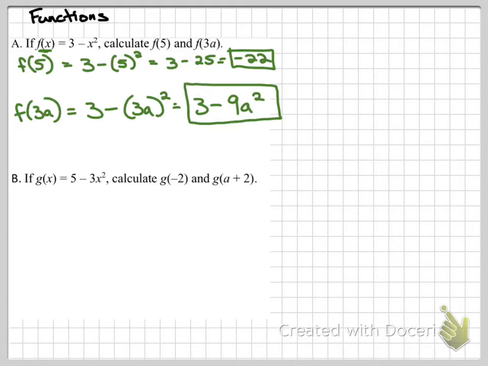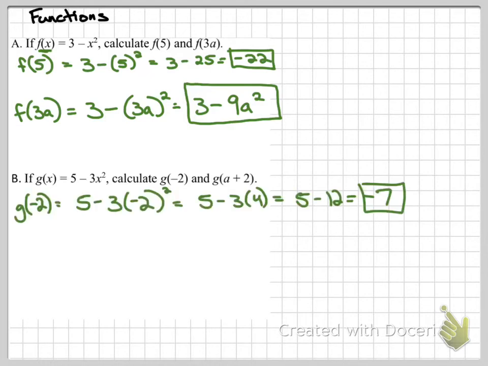See if you can do the first part of B. Pause your video and see if you can do the first part of B carefully. Careful, because there's a squared and a negative involved. Okay, how'd you do? 5 minus 3 parentheses negative 2 squared. You square the negative 2 first, and it gives you positive 4 times 3 is 12. So you're really doing 5 minus 12, so you should have gotten an answer of negative 7.